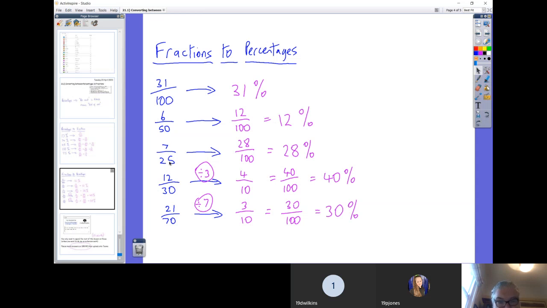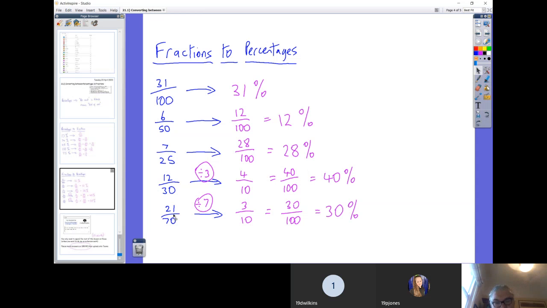7 out of 25, again, very easy to get it out of 100. We just multiply top and bottom by 4. So 7 4s are 28, so 28 out of 100 is 28%. And then these last two are a bit trickier. It's not easy to go straight to being out of 100 here. It's easier to go back and make it out of 10 by dividing, and then forward as a second step. So 12 out of 30, if we divide top and bottom by 3, we get 4 out of 10, and then multiplying top and bottom by 10, that's 40 out of 100, which is 40%.